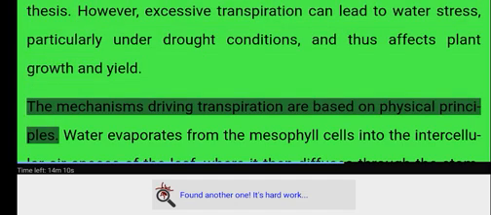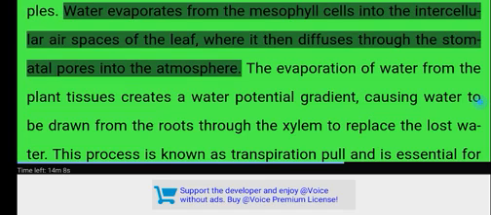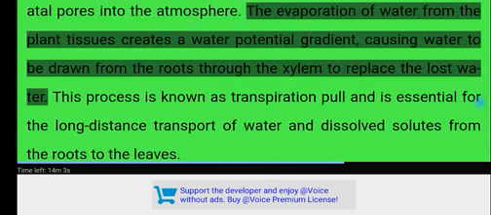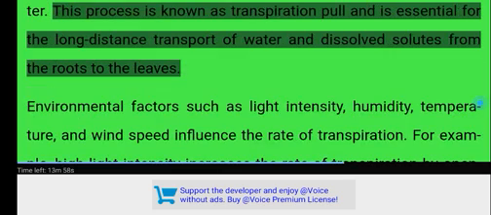The mechanisms driving transpiration are based on physical principles. Water evaporates from the mesophyll cells into the intercellular air spaces of the leaf, where it then diffuses through the stomatal pores into the atmosphere. The evaporation of water from the plant tissues creates a water potential gradient, causing water to be drawn from the roots through the xylem to replace the lost water. This process is known as transpiration pull and is essential for the long-distance transport of water and dissolved solutes from the roots to the leaves.